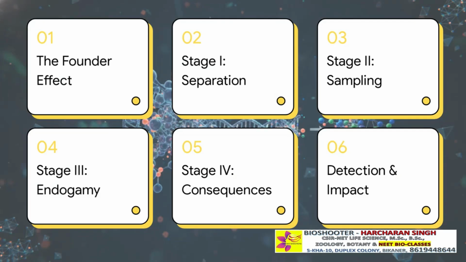So, to keep us on track, here's our roadmap. First, what is the founder effect? Then we'll go through the 4 specific stages. Stage 1 is separation. Stage 2 is sampling error. Stage 3 is endogamy. And stage 4 is consequences. And finally, we'll look at detection and a real-world impact case study.